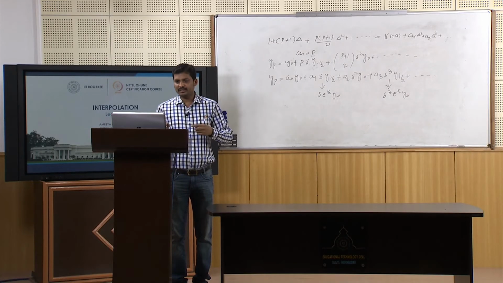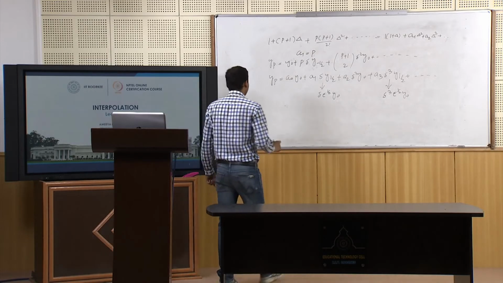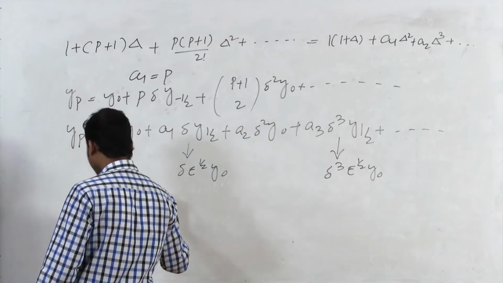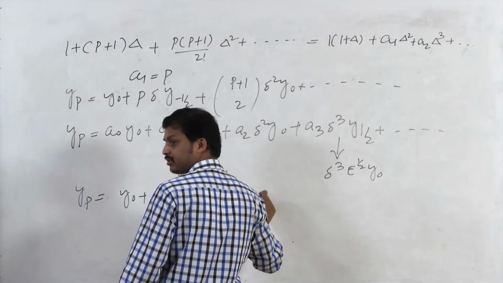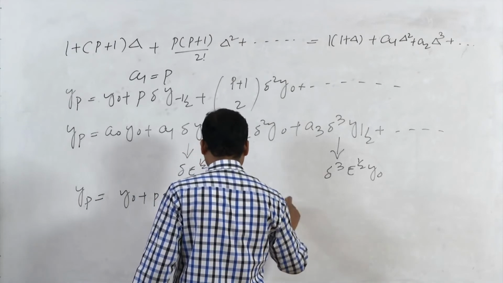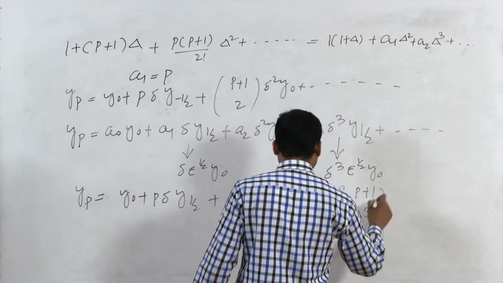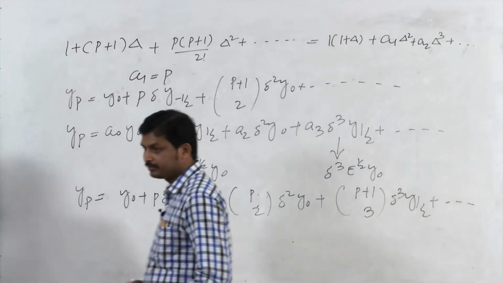So likewise, if you just multiply 1 by 1, we can obtain the rest of the coefficients like a2m plus 1, and we can write this Gauss forward formula as yp equals y0 plus p delta y of half plus p plus 1 (sorry, p 2 here) delta square of y0 plus p plus 1 3 delta cube of y of half. So this one.